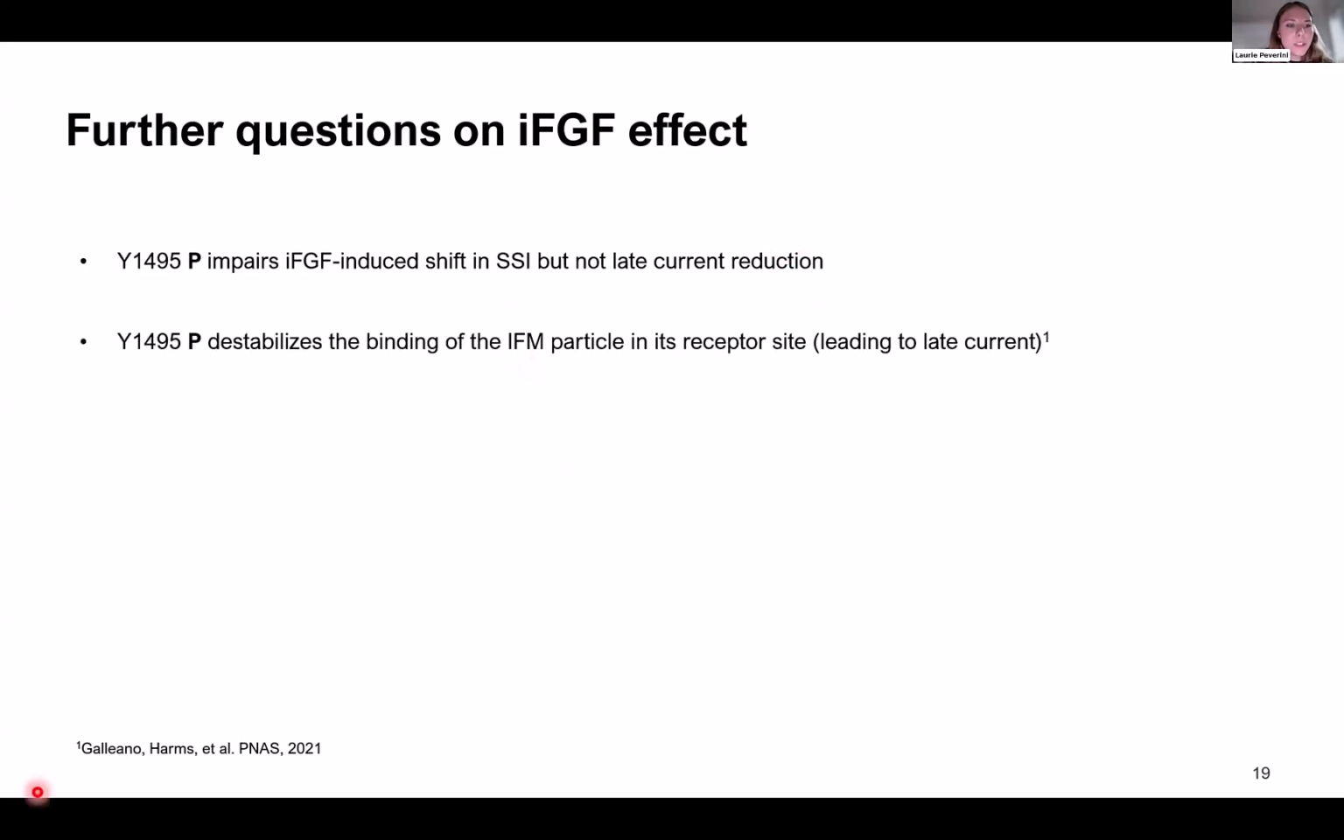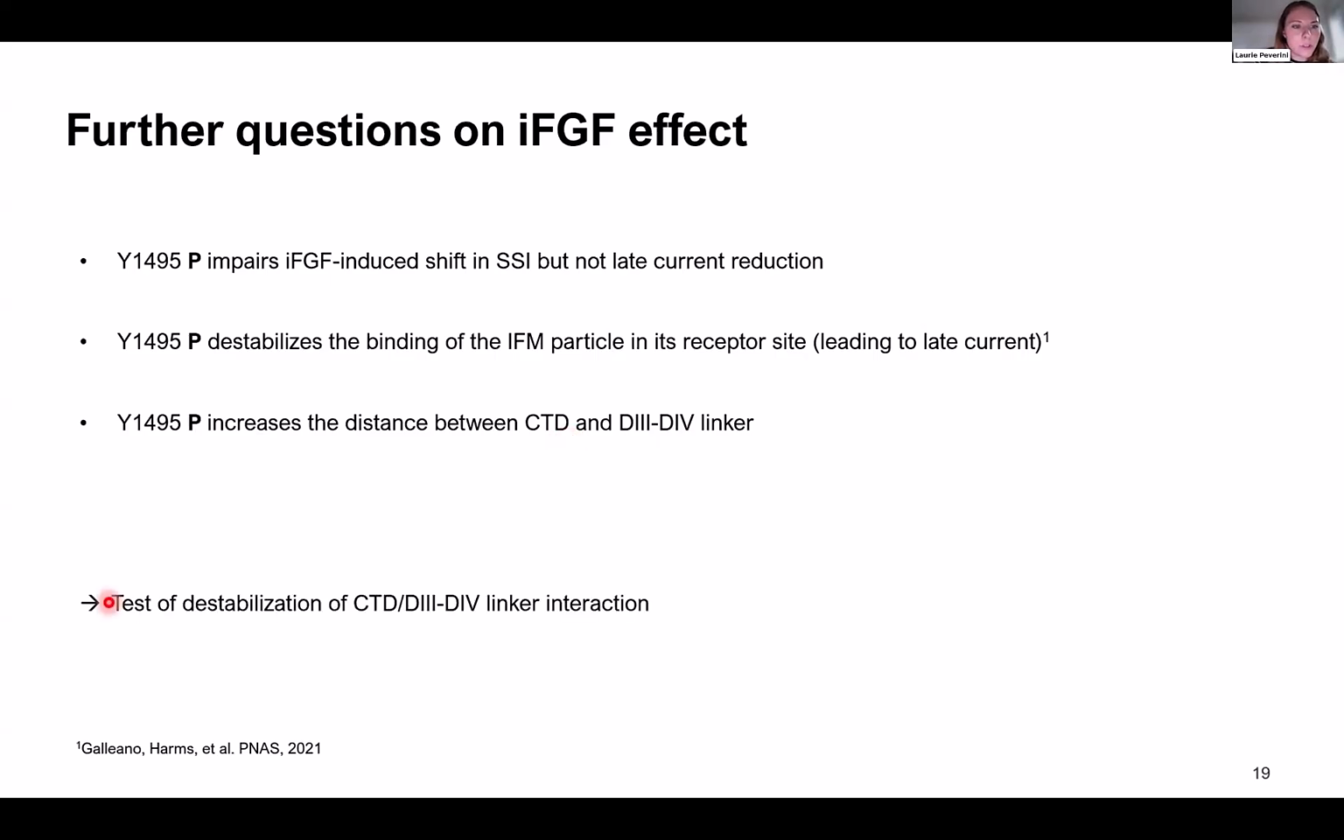So to summarize what I have just said, Y1495 impairs the FGF-induced shift in steady state inactivation, but not the late current reduction. We have seen in previous studies that it destabilizes the binding of the IFM particle in its receptor site, and that's probably what leads to late current. Also, in the molecular dynamics simulations, it increases the distance between the CTD and the D3D4 linker. To go a bit further on that, we wanted to destabilize the CTD-D3D4 linker interaction.